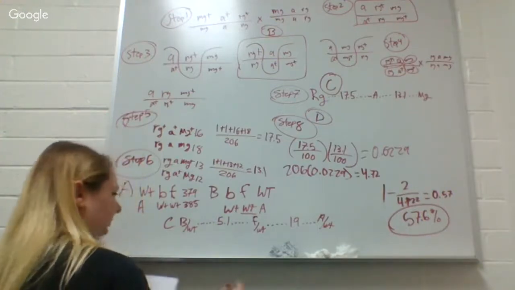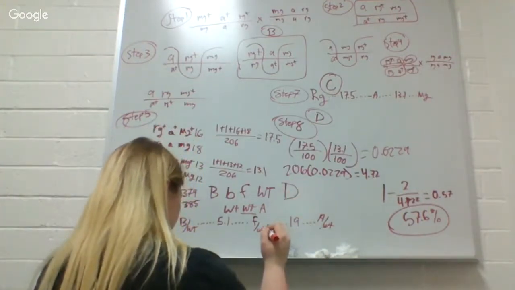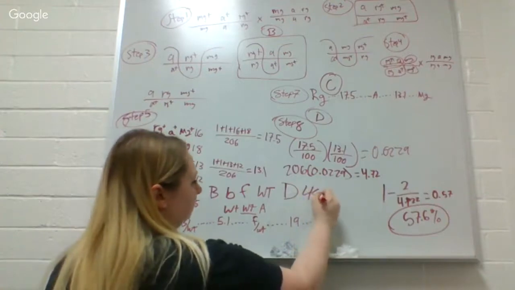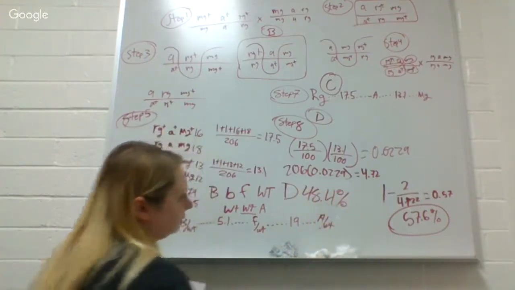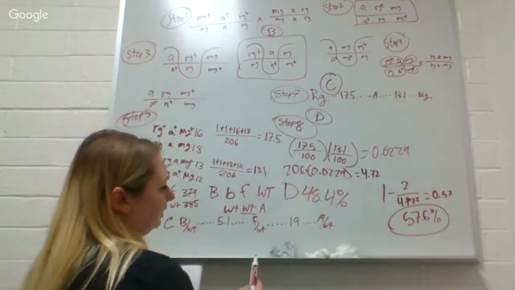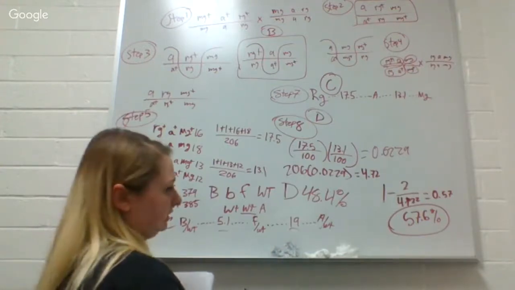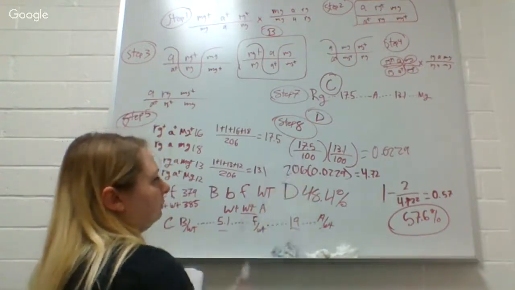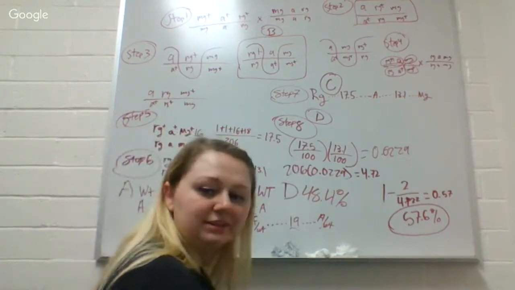And so that'll bring us to D, which is 48.4%, which we found by doing the same equation, but using 19 and 5.1 instead of 17.5 and 13.1. That'll take us to number 5.